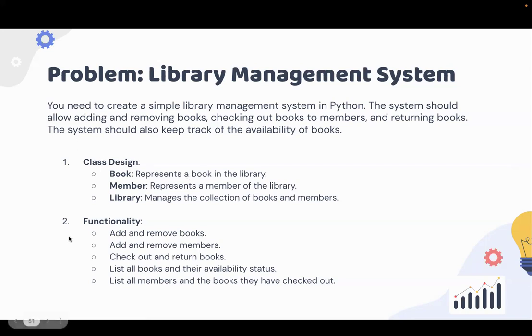So here is a very simple design, which is we have 3 classes: book, member, and library, and they serve different purposes. And these are the functionalities I want you guys to have: add and remove books, add and remove members, check out and return books, list all the books and their availability status, and list all the members and the books they have checked out.